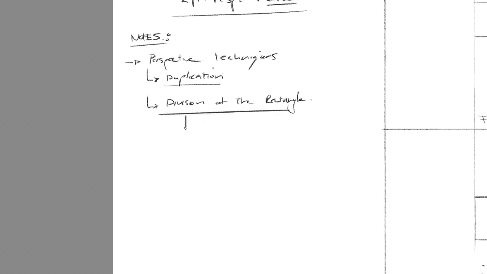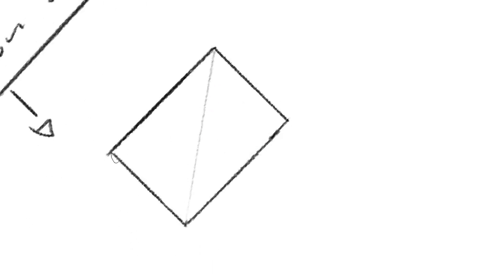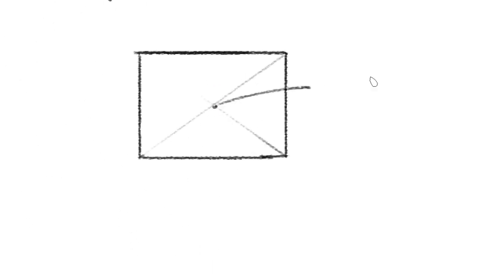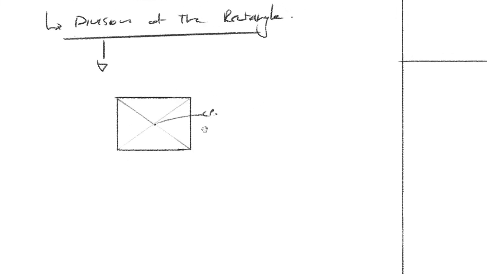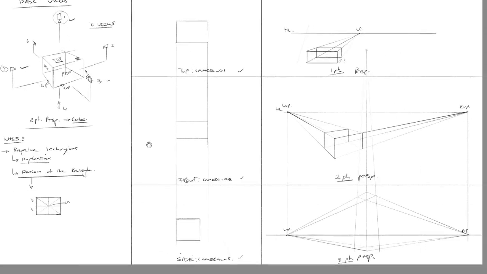Okay, the division of the rectangle, we've done this a few times. Just going over the basics again. With a rectangle, you connect the corners to find the center point. Quite easy, very helpful. And then by establishing all these views, I can do exactly the same thing in perspective and in the 3D view. Then I just divided it horizontally in half and then vertically in half.